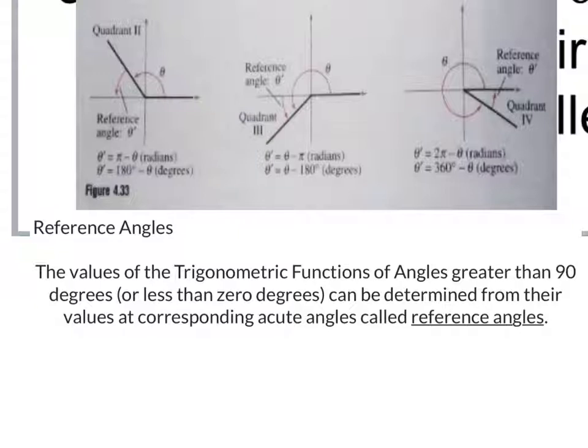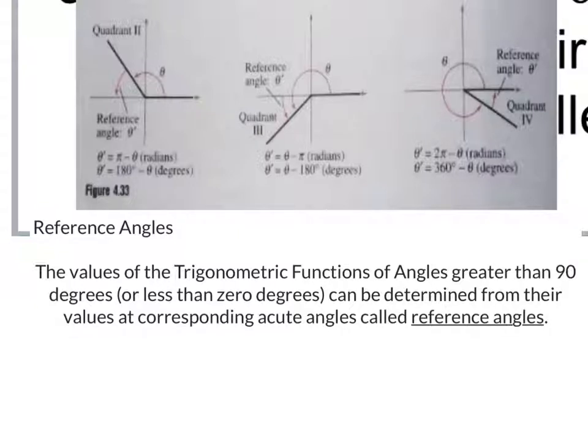Okay, this just talks to us about reference angles. It says the values of the trigonometric functions of angles greater than 90 degrees or less than 0 degrees can be determined from their values at corresponding acute angles called reference angles. So in other words, reference angles are the amount of degrees just a little bit before or a little bit after the x-axis, right?